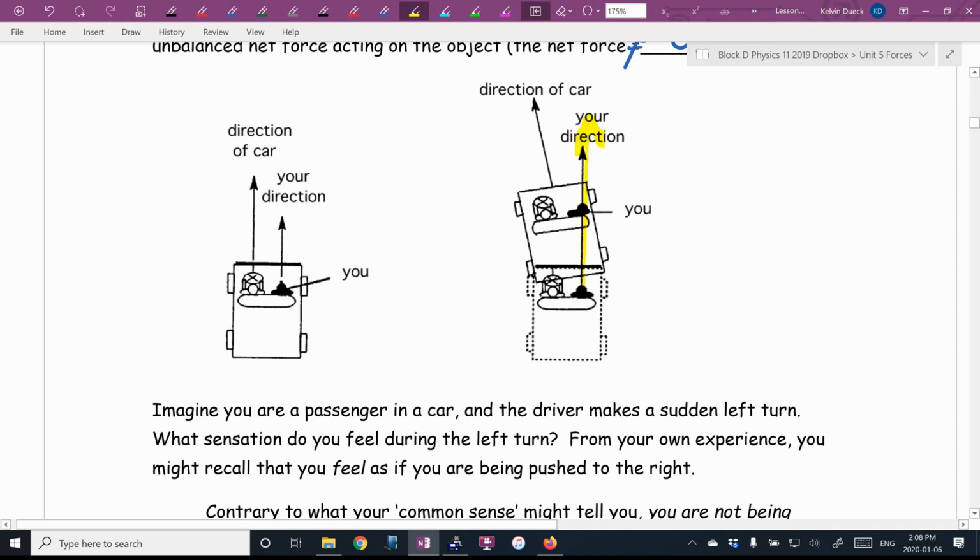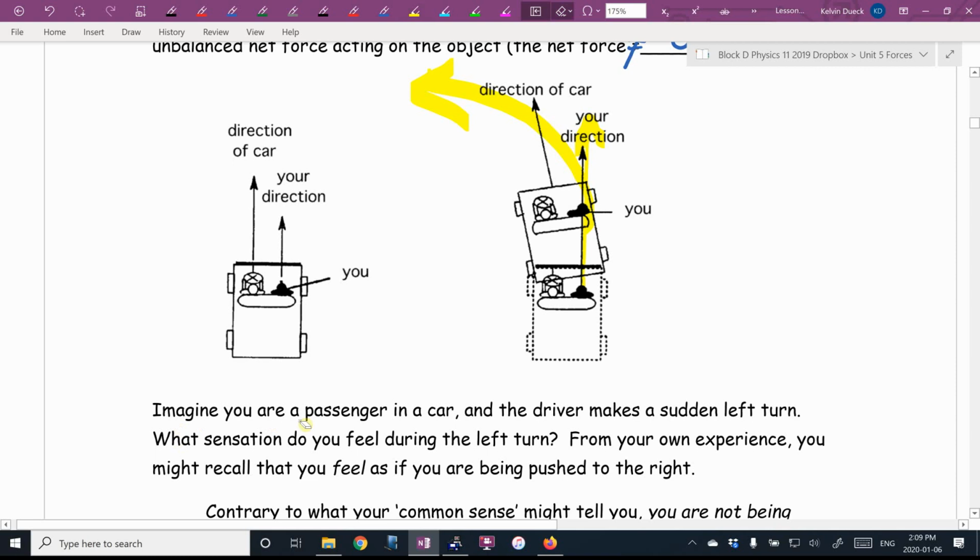That's Newton's first. But the car is changing direction, and for you to change direction, there has to be an unbalanced outside force acting on you. It's actually the door pushing on you, not you getting pushed against the door. It's the door pushing on you. That's the unbalanced force that changes your direction.